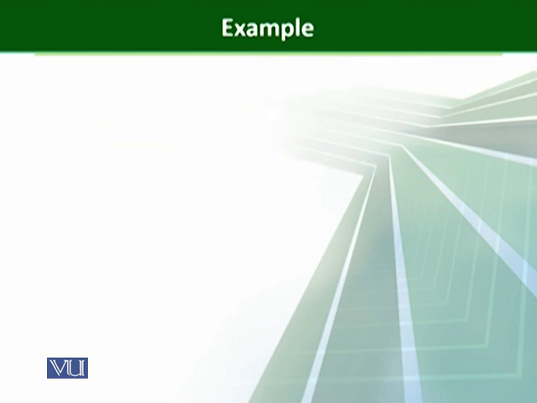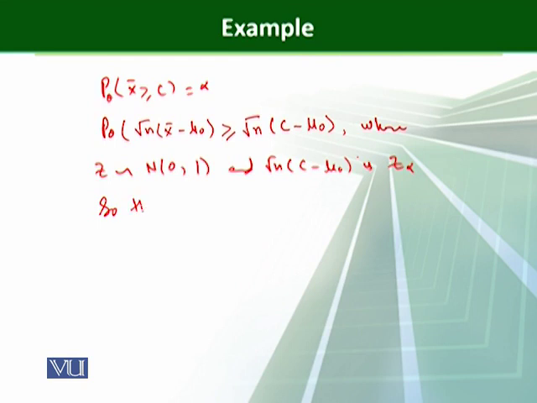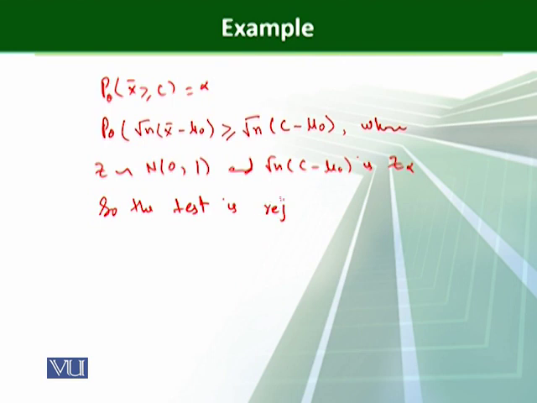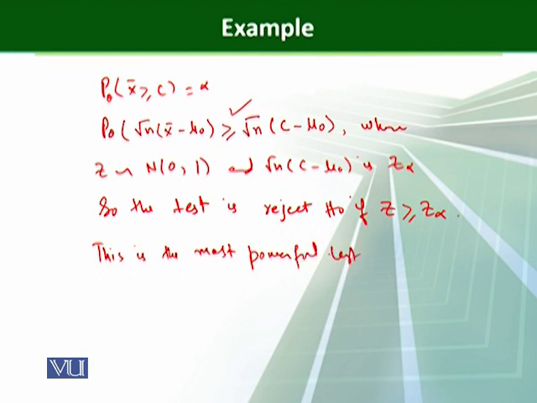So the test is: reject H naught if z, keeping in view this criteria, is greater than or equal to z alpha, and this is the most powerful test of size alpha.